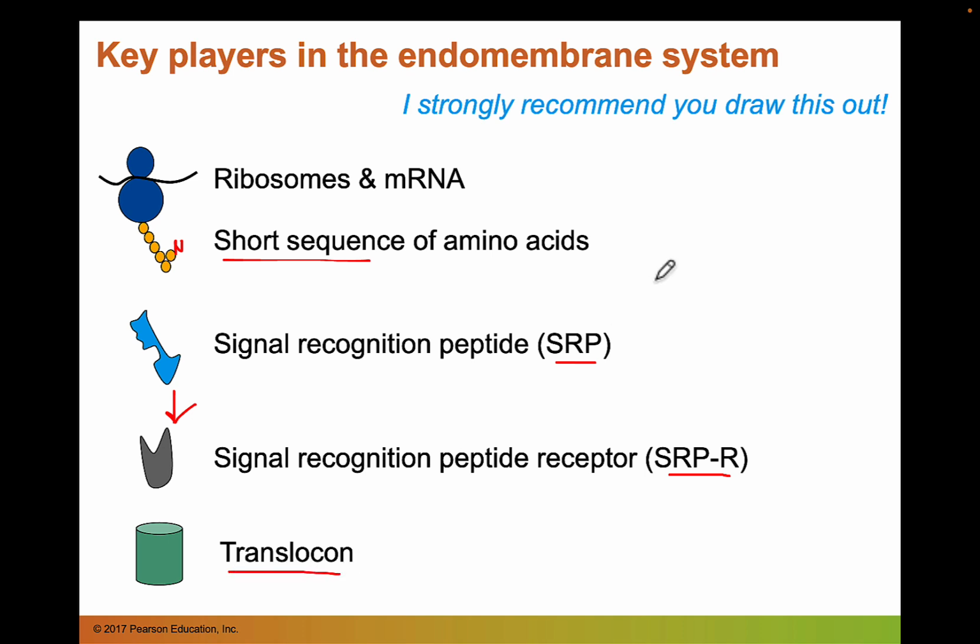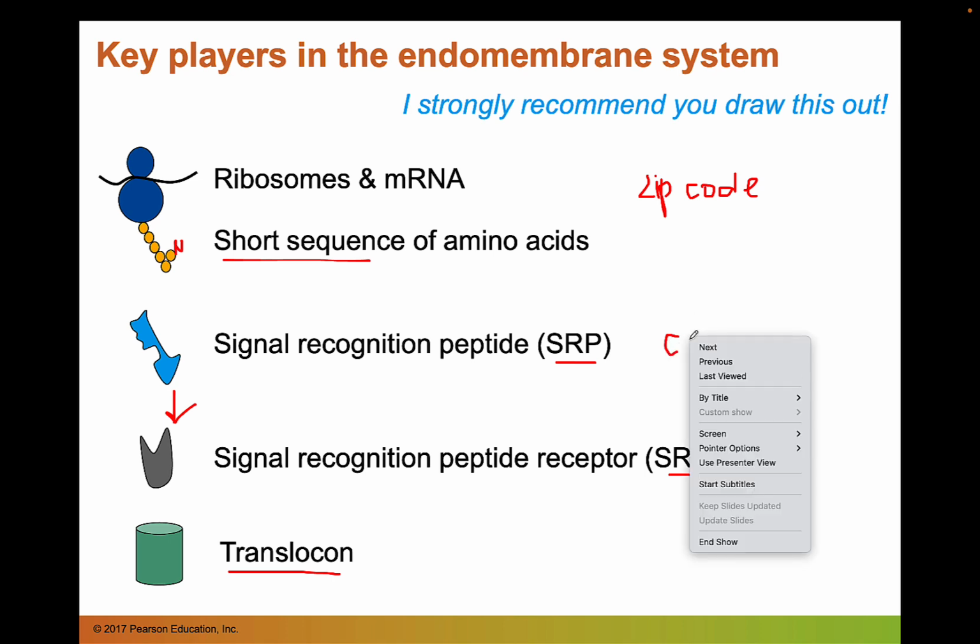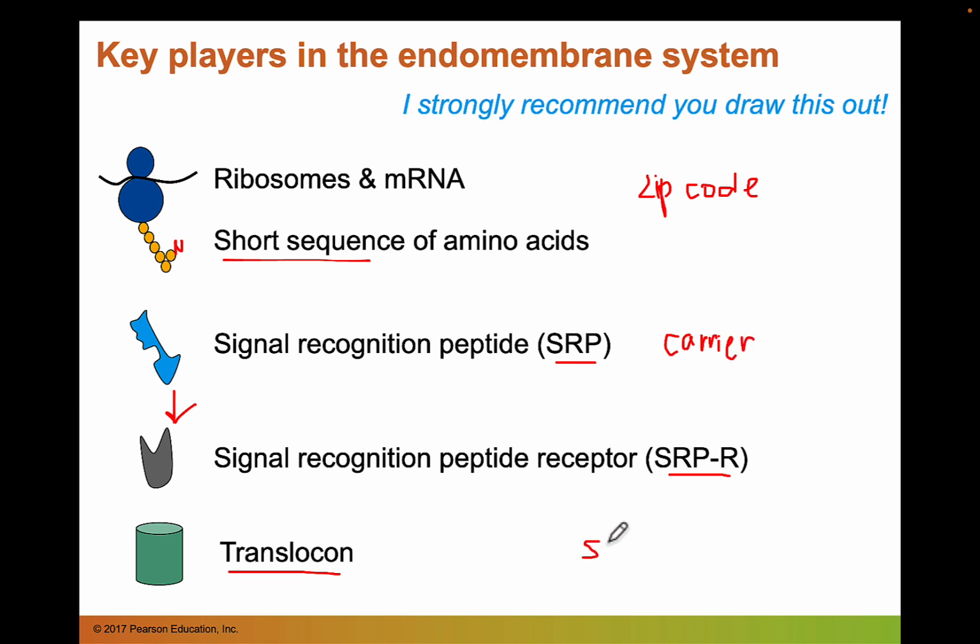Now, I'm going to go through how these all work in a cell, but I do strongly recommend that you sketch out this pathway. Before I do that, I just want to point out our analogies again. This short initial sequence will be our zip code. The signal recognition peptide, or SRP, will be our mail carrier. And the translocon will be our mail slot, where the protein is fed through the membrane.